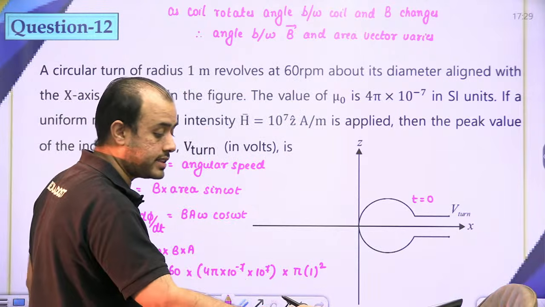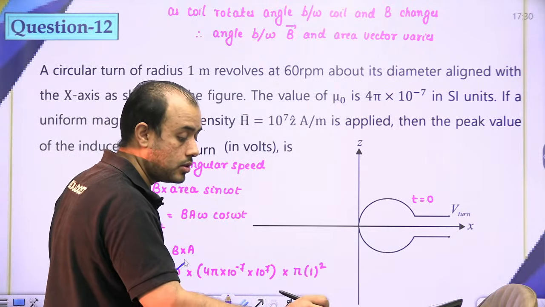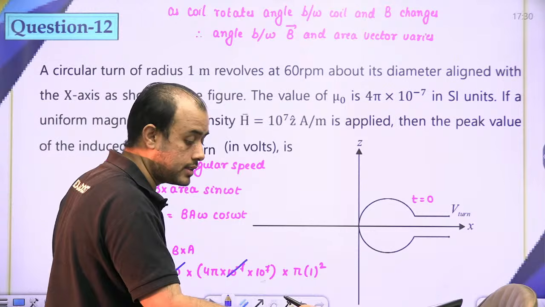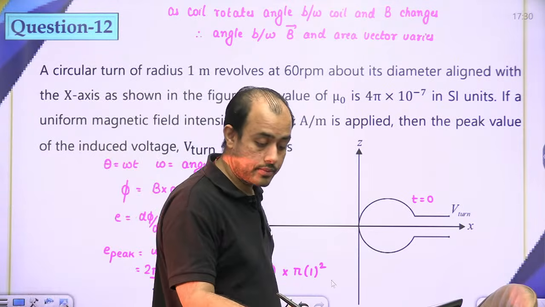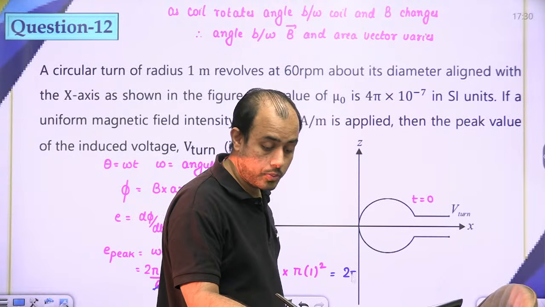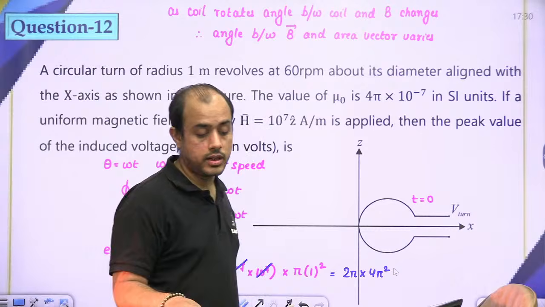Now beta 60 will be cancelled. Okay. This will be cancelled. 4 pi square, 2 pi into 4 pi square. Pi square is almost 10.